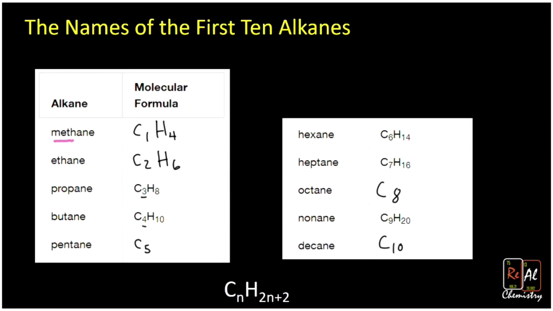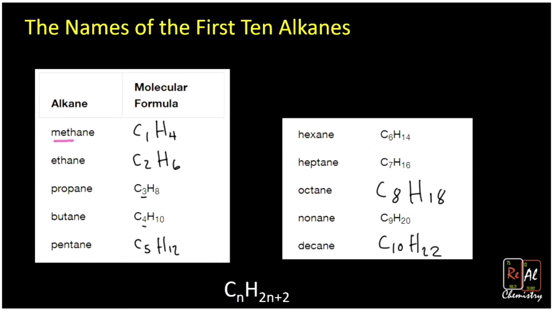Pentane has 5, and so we're going to multiply that by 2 to get 10, and then we're going to add 2, so that'll be H12. And then octane, we're going to multiply by 2 to get 16, and then add 2 to get 18. Lastly, decane, we're going to multiply by 2 to get 20, and add 2 to get 22.